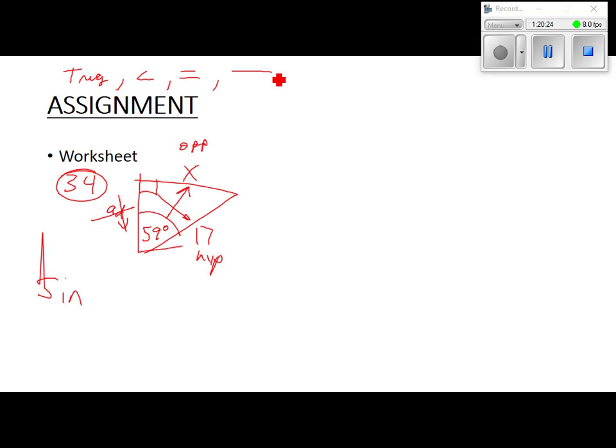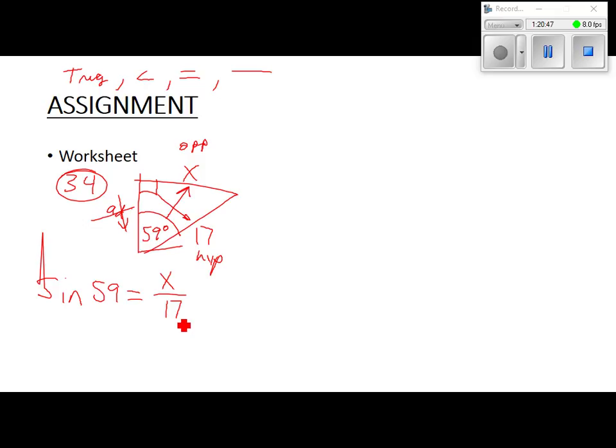What's the angle this time? 59 degrees. Equals, then we put in our ratio. What's our ratio? Opposite over hypotenuse. X over 17. That's our equation. So now we've written our equation, and what we're going to do is solve that equation.